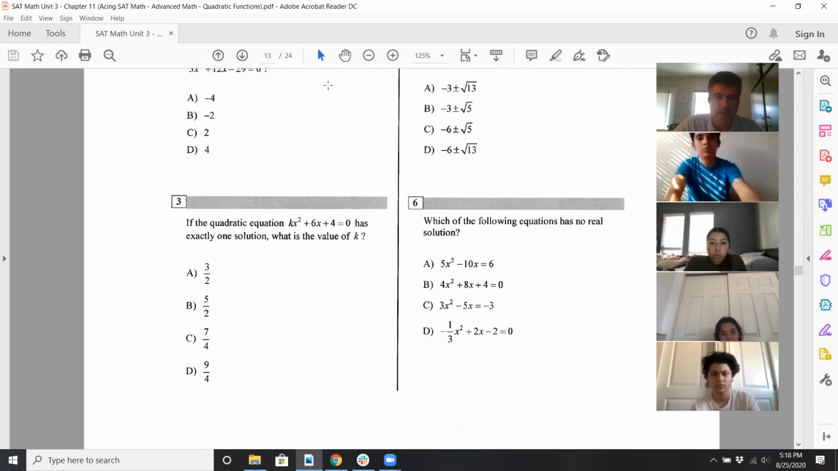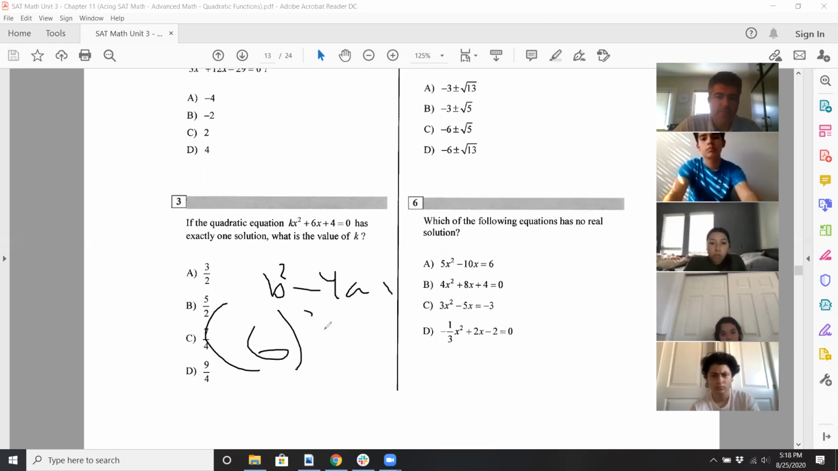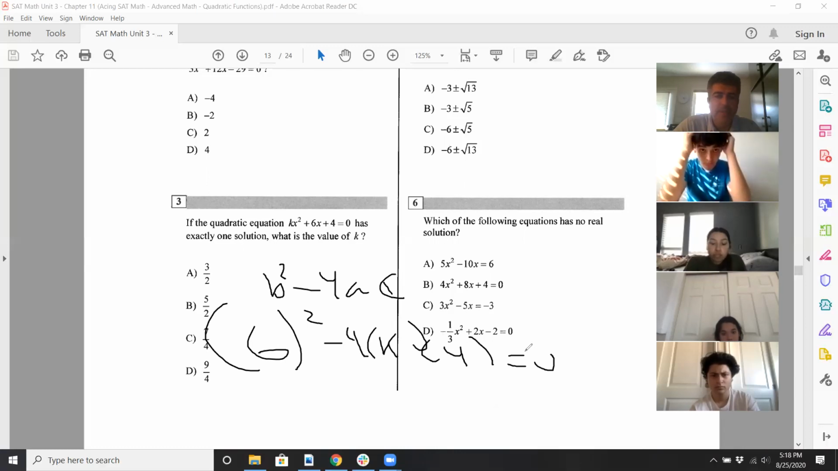For number 3, what you'll want to do is b squared minus 4ac. Plug in 6. Plug in a for k. And plug in 4 for c. And that must equal 0. And your job is to solve for k. So that's how you would do number 3.